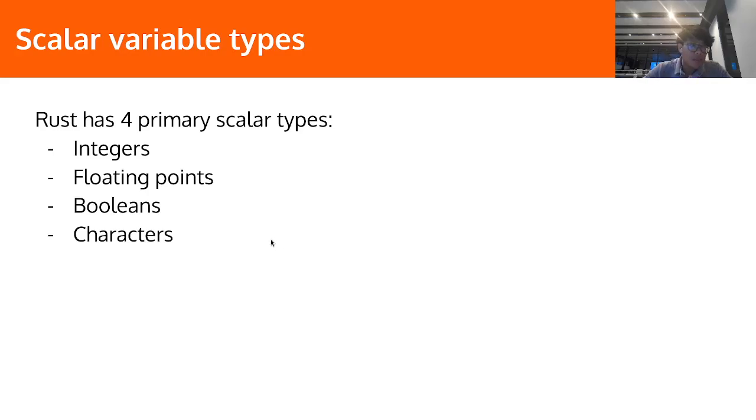Now we're going to talk a bit about the variable types that are available in Rust. For this lecture, we're going to focus only on primary scalar types. Scalar types are variables that basically take one value instead of a collection of values. In Rust there are 4 primary types, which are the integers, floating points, booleans, and characters.